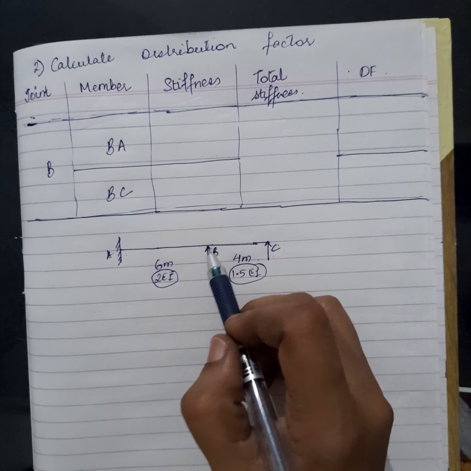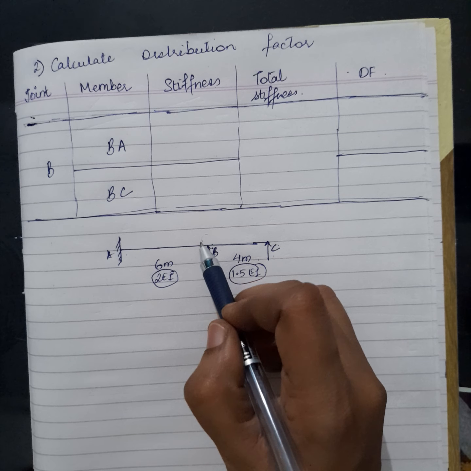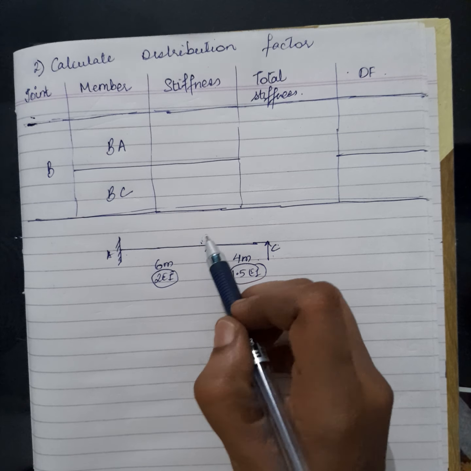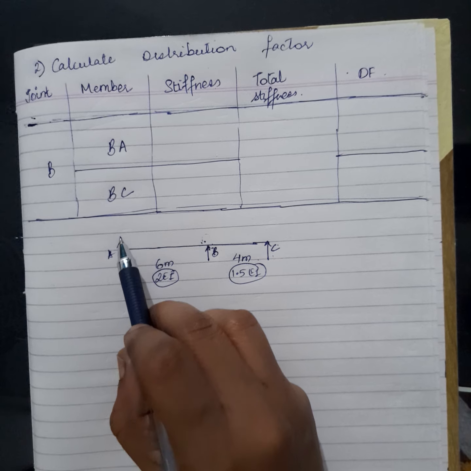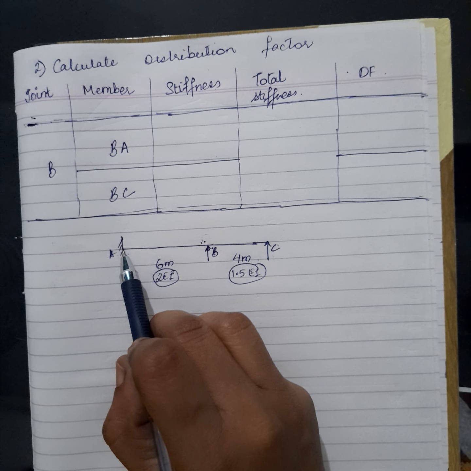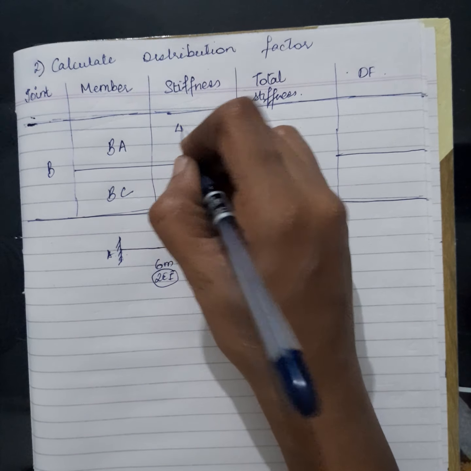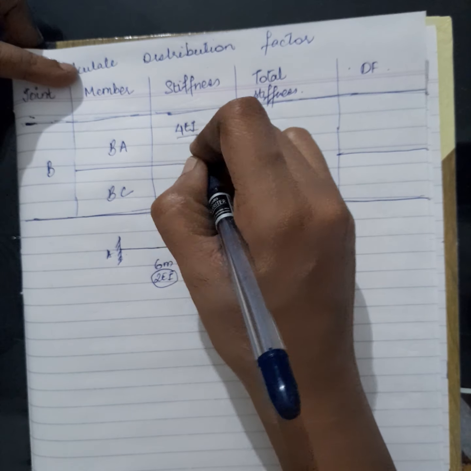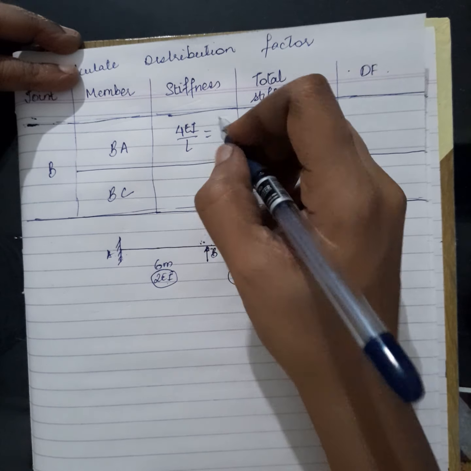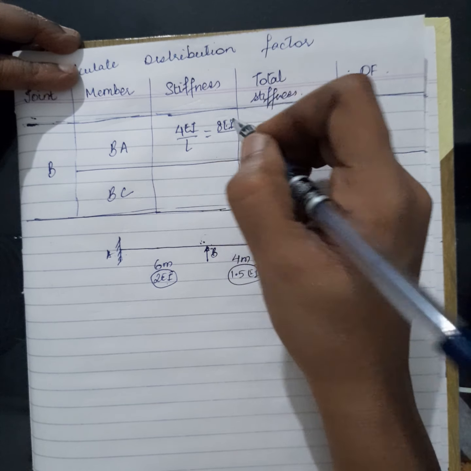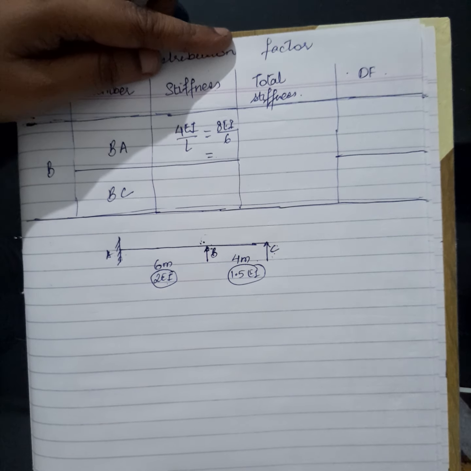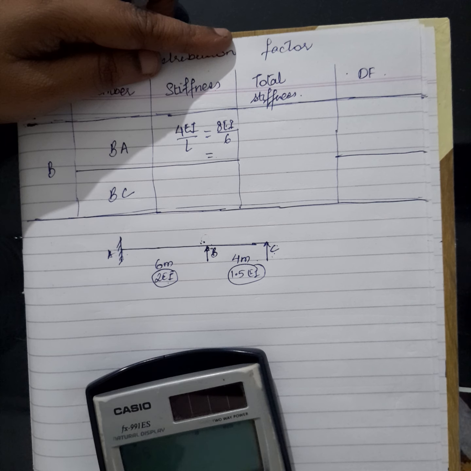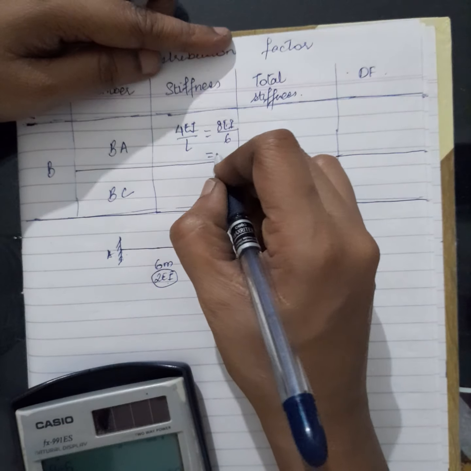Now, when you are applying a moment here at joint B to cause unit rotation of theta B, the far end A is fixed, so it is going to be 4 EI by L. What is EI given? 2. So 8 EI by 6. Similarly, BC. Let me write this: 8 divided by 6, which is 1.33 EI.